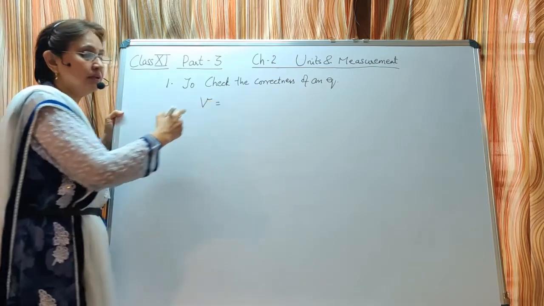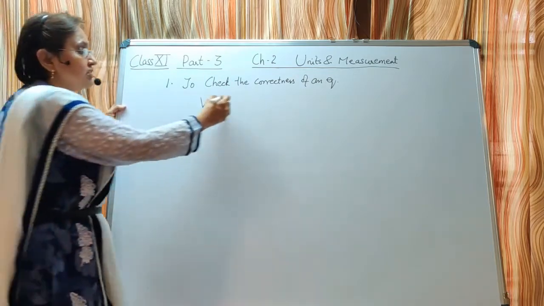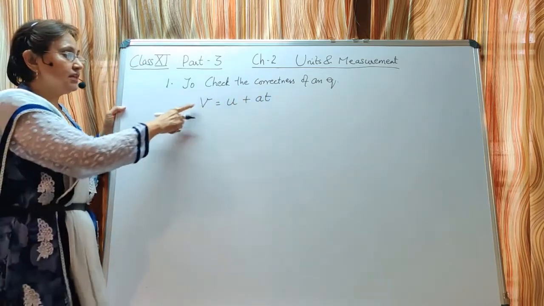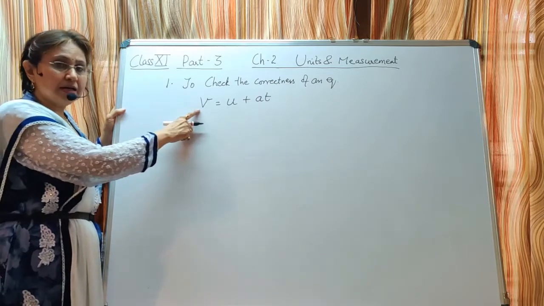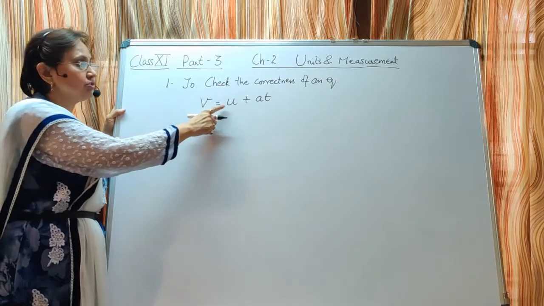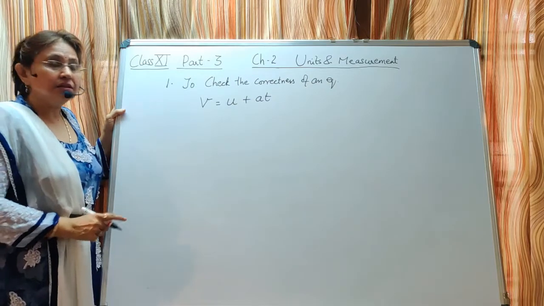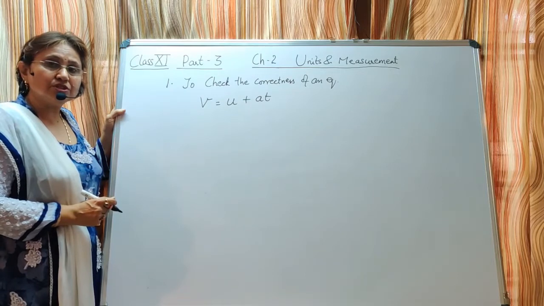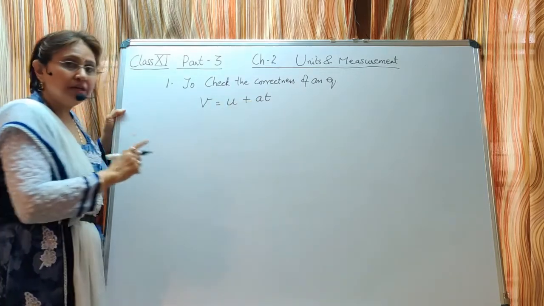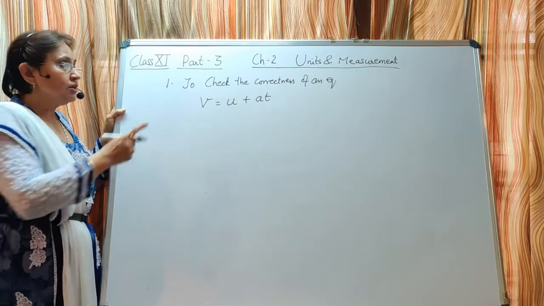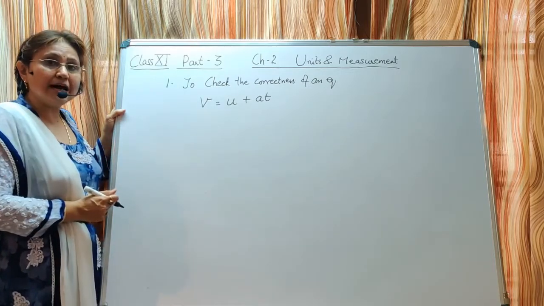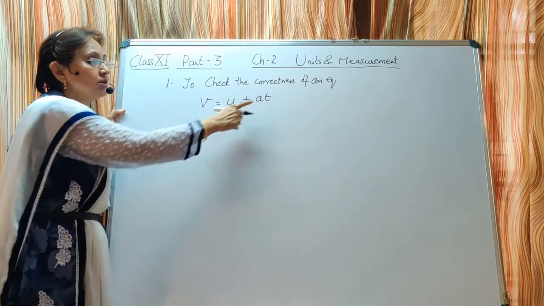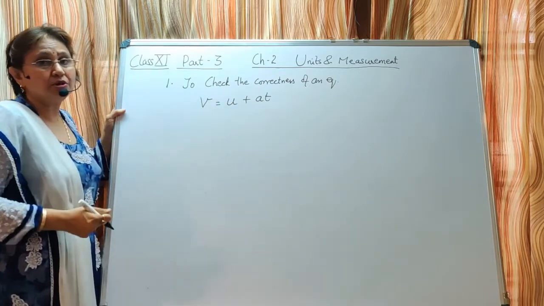We know that the first equation of motion is V is equal to U plus AT. On the left hand side there is only one term V, which is the final velocity, whereas on the right hand side there are two terms, U plus AT. U is the initial velocity, A is the acceleration and T is the time. So in order for this equation to be dimensionally correct, the dimensions of the terms on the left hand side should be equal to the dimension of each term on the right hand side.